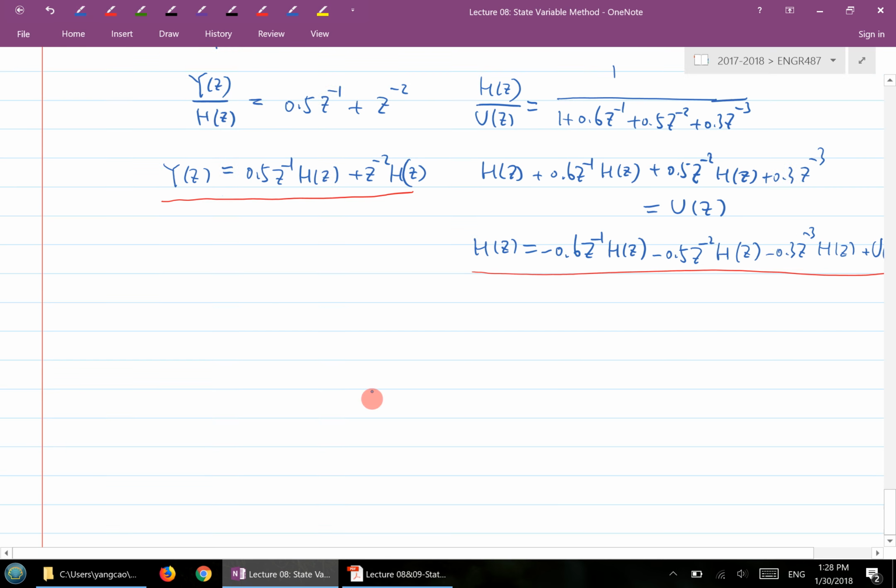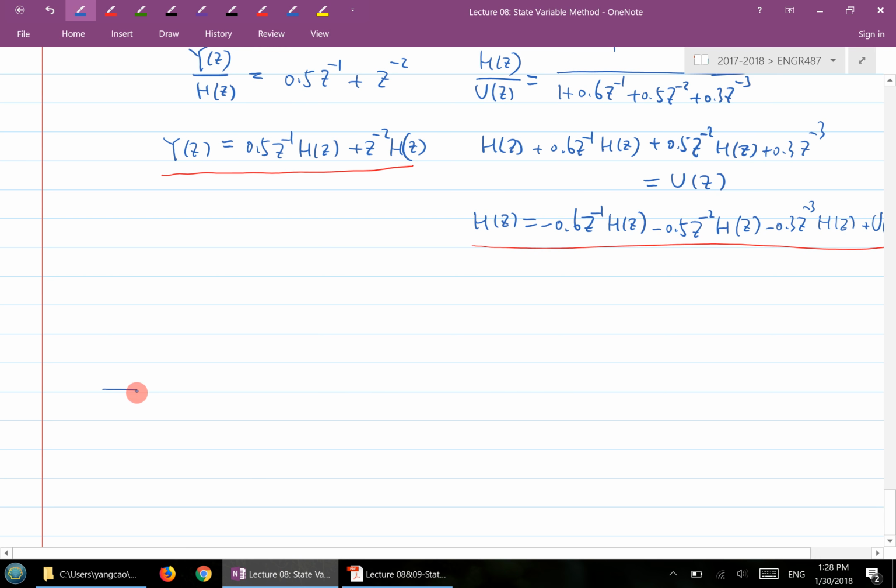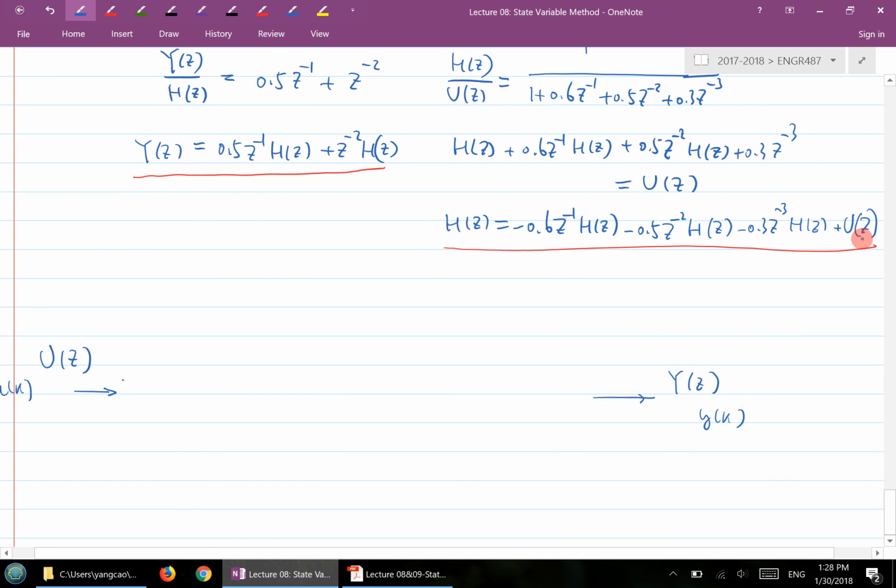Here is your input here, and output is over here, y. Or you can call it y of k or u of k, that's okay. Good? So let's start from the second one here. This h of z equal to this plus minus plus, and then plus u of z, right?